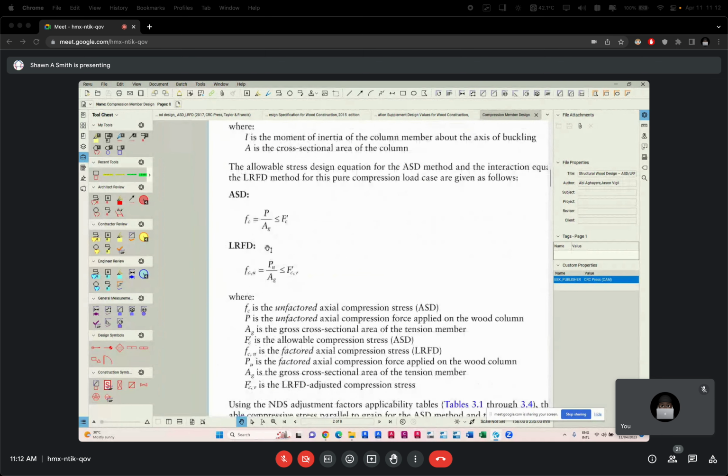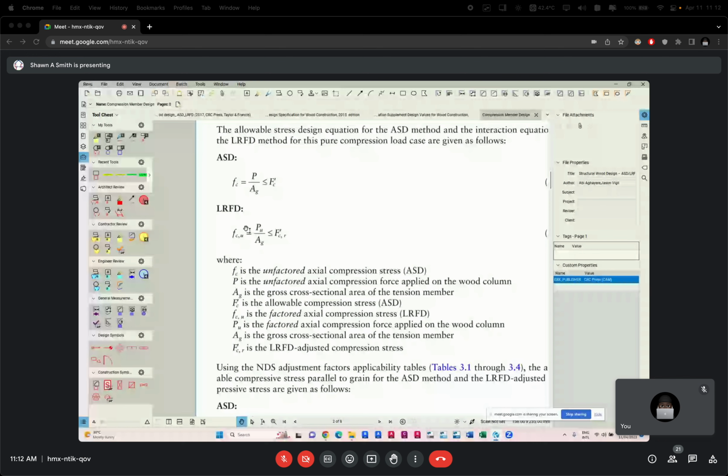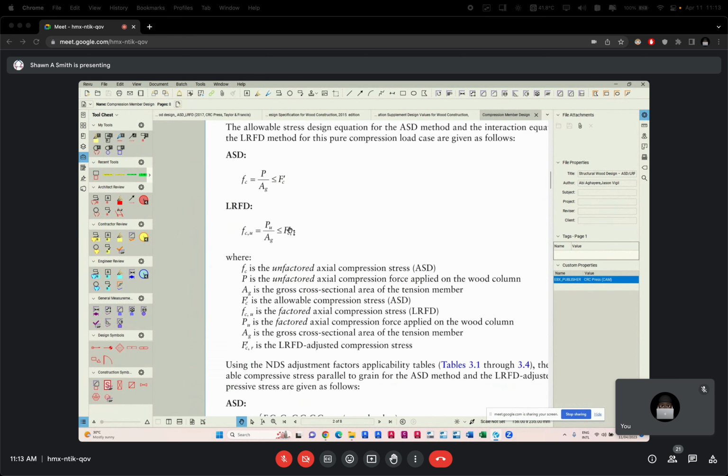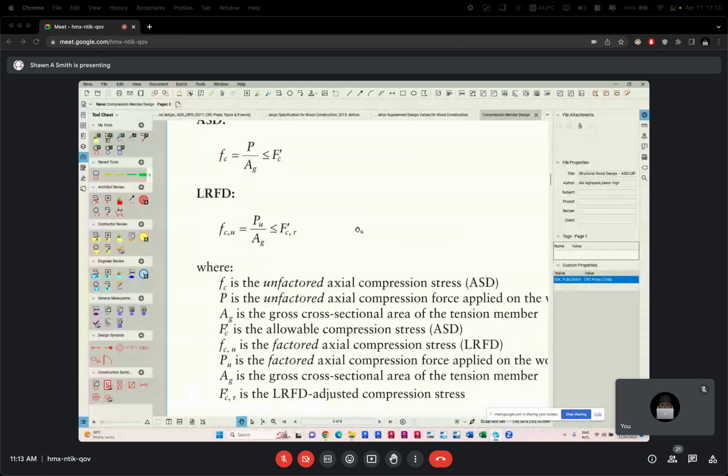For LRFD, it is small fcu equals Pu. Remember that for ASD they use P or Pa, and for LRFD they use u, because it's ultimate, over the same Ag. Force over area equals stress, as we know as a general thing, and it should be less than this stress. Again, this is the adjusted compression stress of the timber from the table multiplied by the different adjustment factors.